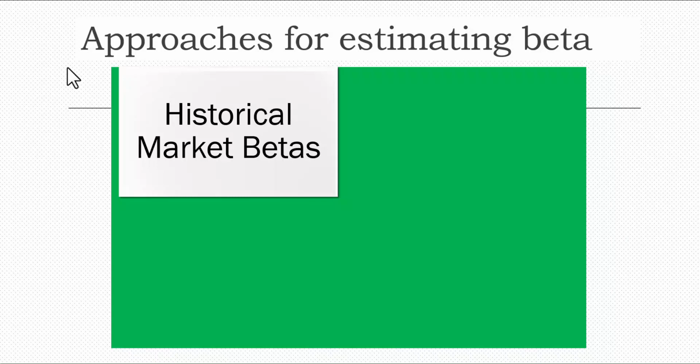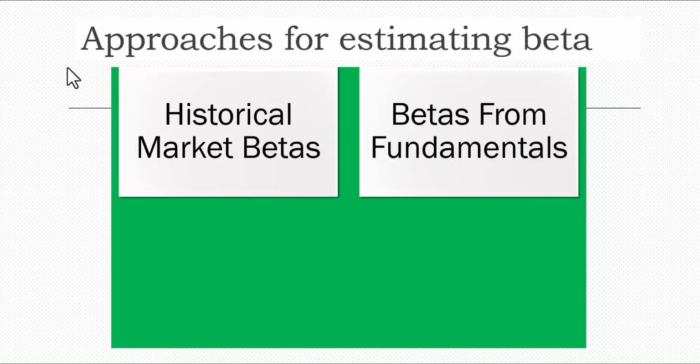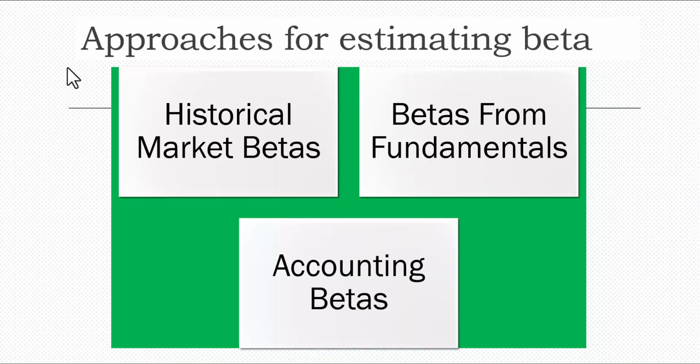Approaches for estimating beta: historical market betas, betas from fundamentals, accounting betas. So there are three ways to calculate beta. Historical market beta, which we are going to understand now. Then betas from fundamentals, which we have to complete before we end the class today, and we have a quiz also, so please focus. Last is the accounting betas, which we are not going to focus on at all. Okay, historical market betas.